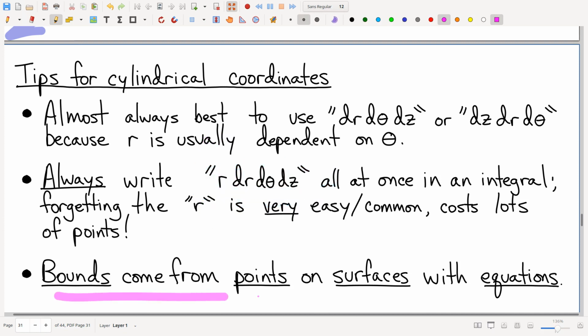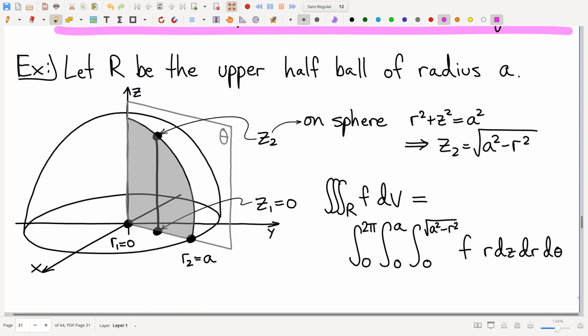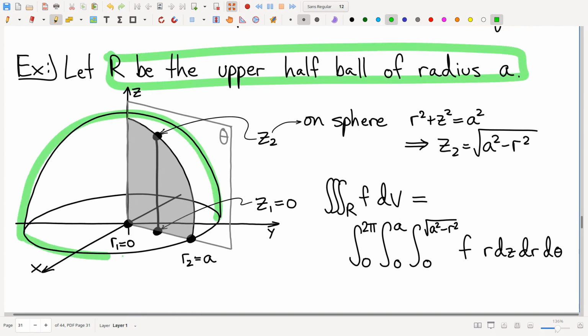And then, again, our usual process for how to find bounds. We identify the relevant points. We see what surfaces they're on. We recognize that they have certain equations, and then you solve. Okay, let's get our hands dirty. Here is an example. We have the upper half ball here. This shape right here. And let's think about how to slice that up.